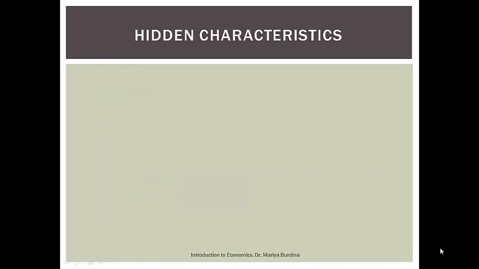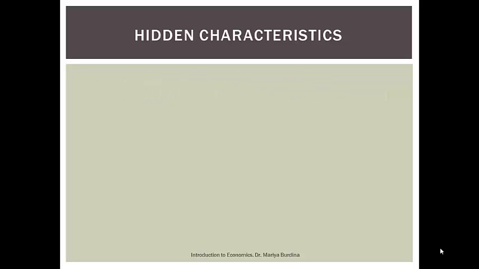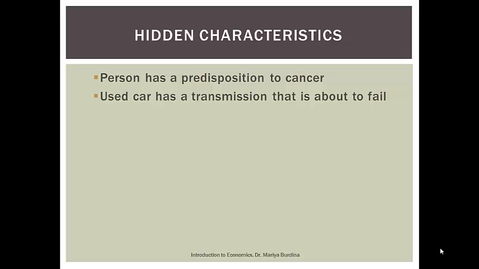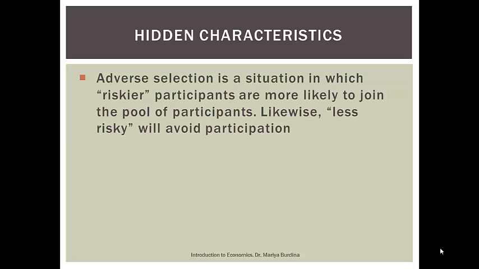Hidden characteristics create a different kind of problem. Hidden characteristics exist, for example, when a person has a predisposition to cancer, or a used car has a transmission that is about to fail. What kind of problem is created in this case? We call that an adverse selection problem. It's a situation in which riskier participants are more likely to join the pool of participants. Likewise, less risky ones will avoid participation.